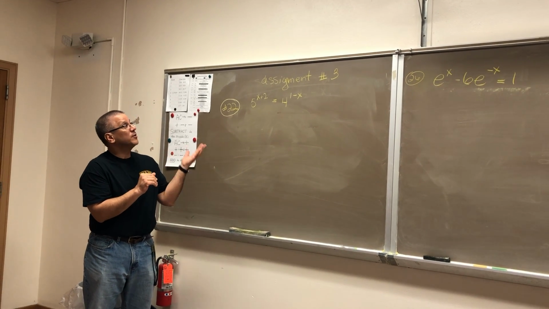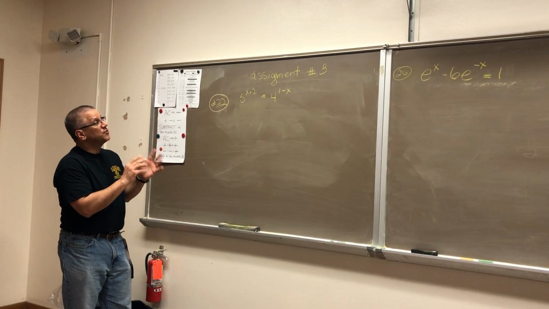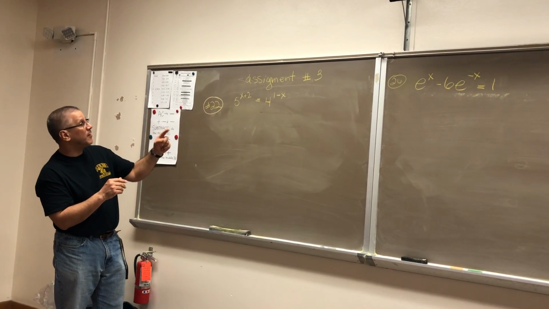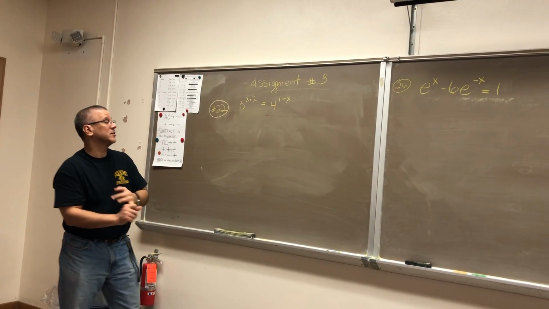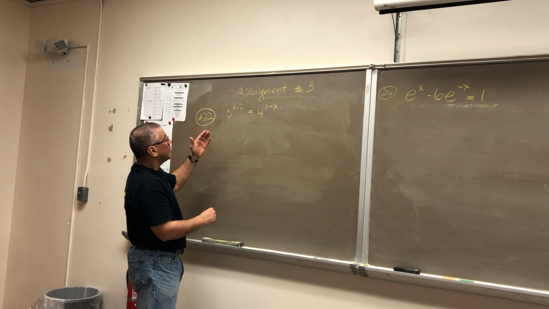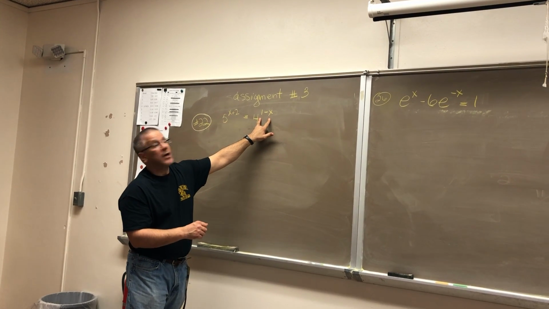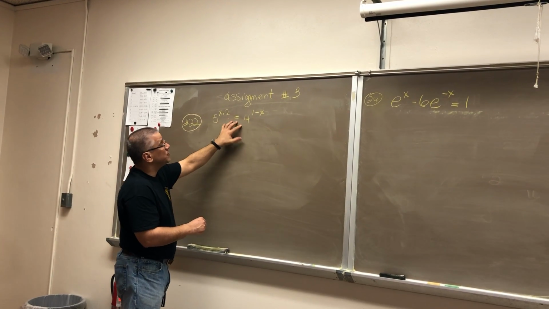So this will help you with assignment number 3. I put two different styles of questions up on the board. Question number 22 from assignment number 3 is similar to what you've seen on the first 2 assignments, solving an exponential equation when you have variables on both sides. We're going to have to solve this using logs.